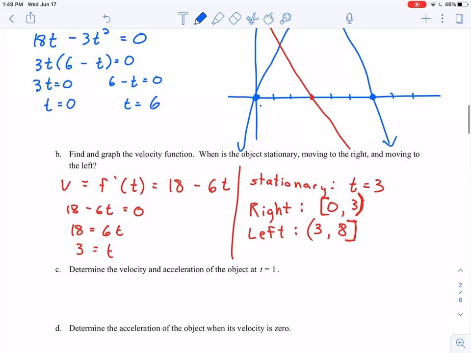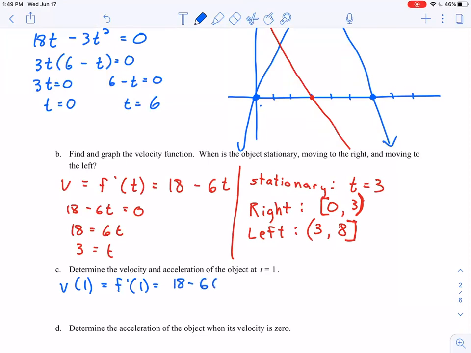Part C says determine the velocity and the acceleration of the object at t equals 1. So again, when we say determine the velocity, it doesn't say average velocity, it just says velocity. I'm assuming we're talking about instantaneous velocity here. So what this means is I'm going to take t equals 1 and plug that into the velocity function that I found earlier.